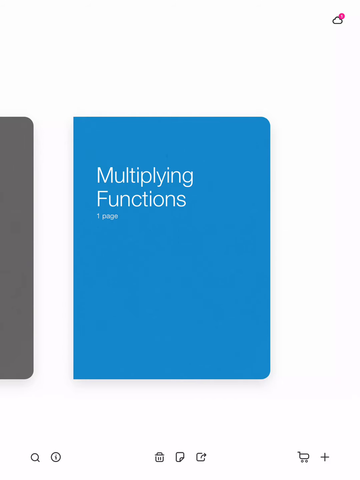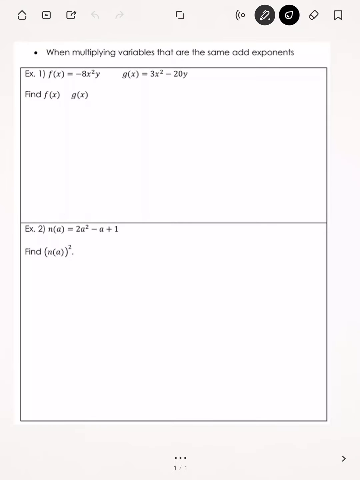This video is over multiplying functions. So we have two examples and a little reminder. When multiplying variables that are the same, you add the exponents. Okay, so on this first one, we have f of x times g of x.